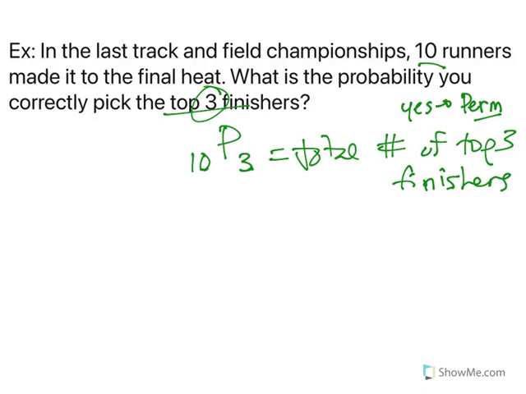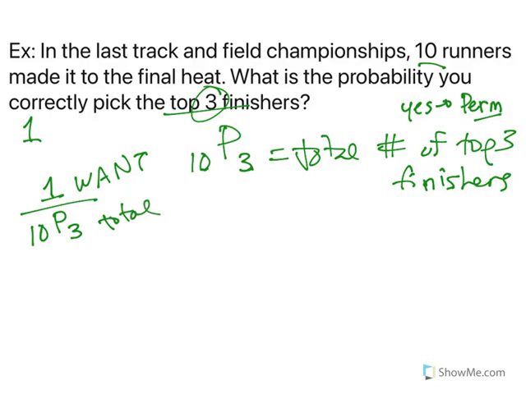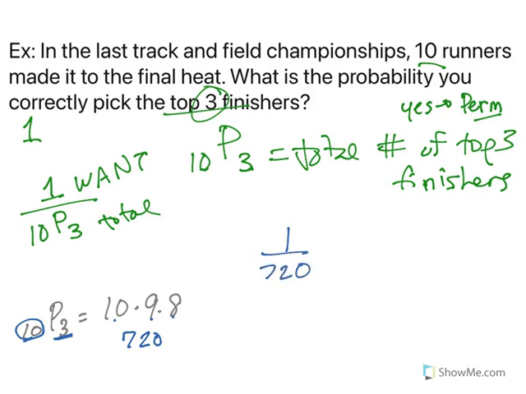Now, if you're picking this, you pick one of them, right? So we are going to have 1 over 10P3, because this is what we want to have happen. We want to pick the winning top 3. And this is the total number of top 3 finishers that there could be. So we've got to find 10P3. Let's remember, 10P3 can be found by taking 10 times 9 times 8. The shortcut is you start with 10 factorial, but you only use 3 numbers, 10 times 9 times 8. And that gives us 720. So our probability is 1 out of 720.